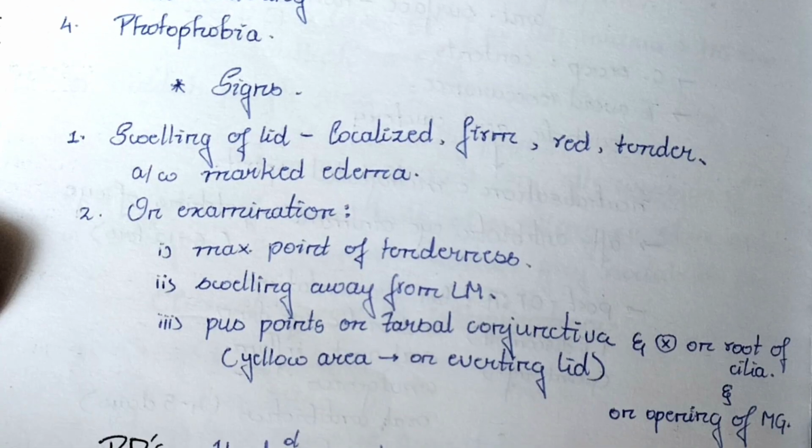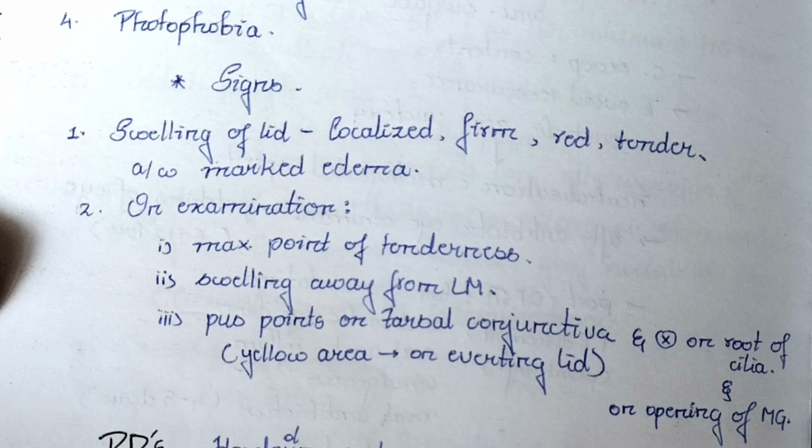Signs: swelling of the lid, localized, firm, red, tender, associated with marked edema. On examination, there is a maximum point of tenderness, swelling away from the lid margin, and a pus point on the tarsal conjunctiva and not on the root of the cilia, at the opening of the meibomian gland. There is a yellow area on everting the lids. You can see the meibomian glands are present in the posterior part of the lid margin, therefore the hordeolum internum will be away from the lid margin.